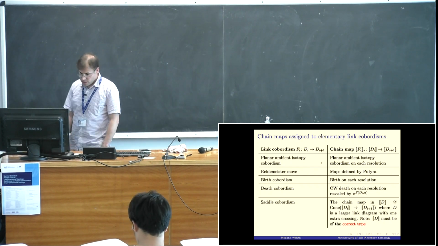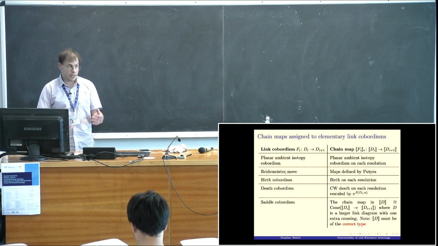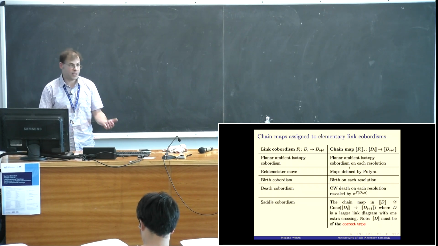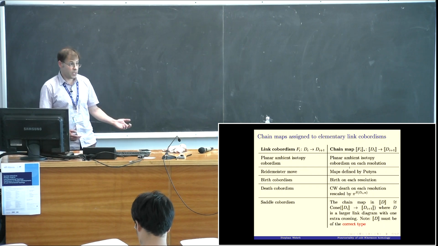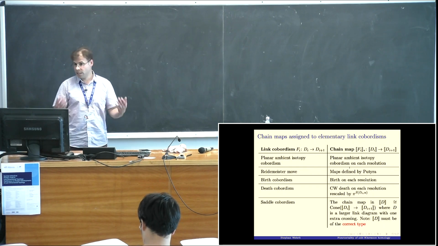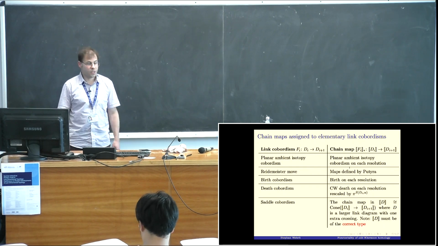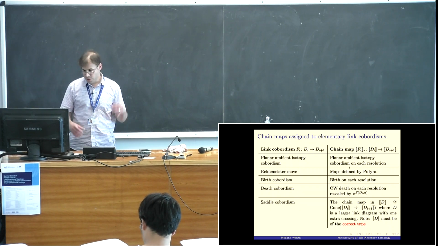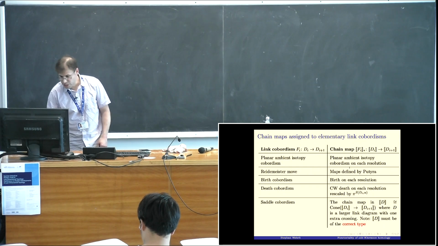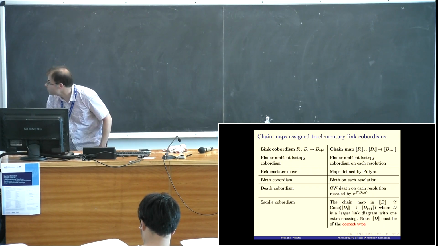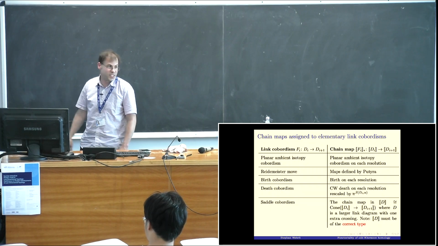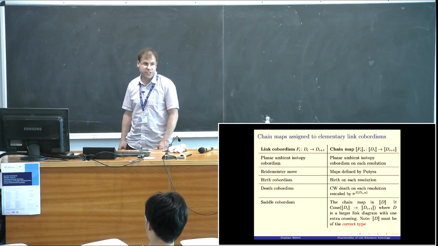So this is sort of straightforward. If you have a link cobordism that corresponds to a single Reidemeister move, you just assign the Reidemeister chain map. If you have a link cobordism that's a birth, you assign a cubical chain map that's given by a birth at each vertex. For a death, it's almost the same. You assign a cubical chain map that's given by a clockwise death at each vertex, but then you have to rescale by some factor of pi, because otherwise it wouldn't be a chain map. So that's where this quantity SD alpha from before shows up again.